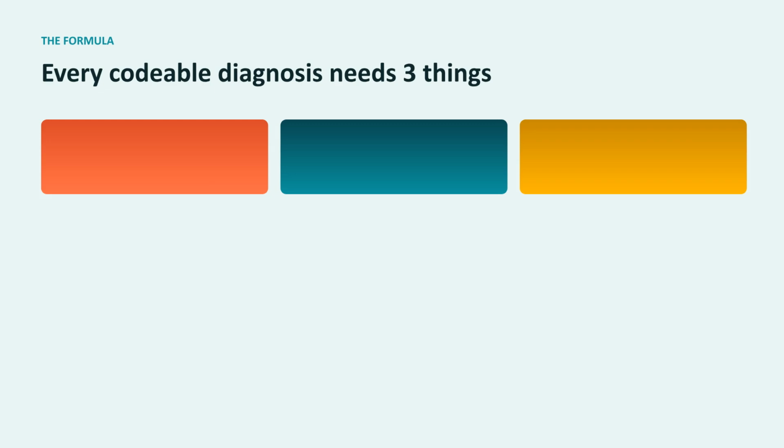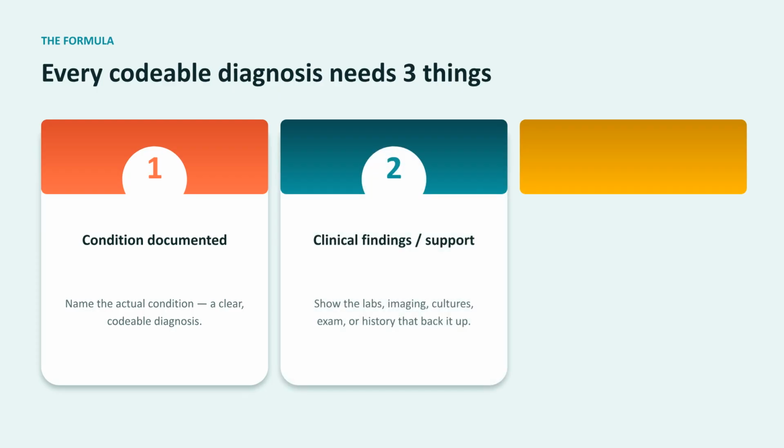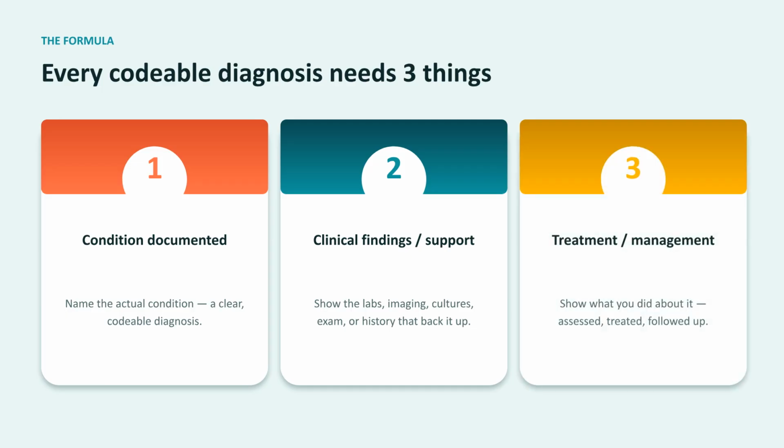Every codable diagnosis relies on a simple formula of three things. First, the documented condition. Second, the clinical support, such as labs, imaging, or exams. And third, the treatment or management plan. Missing any of these puts the condition at risk or may lead to a query.